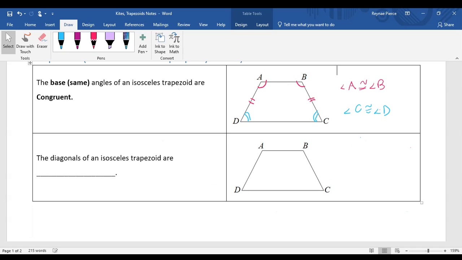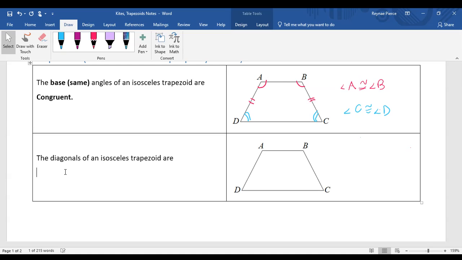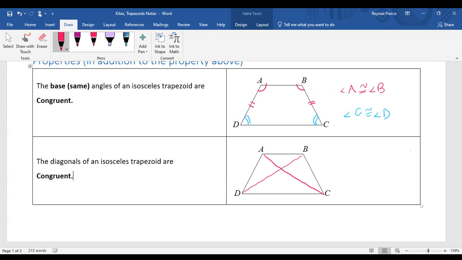And last but not least, the diagonals of an isosceles trapezoid are congruent as well. So if I draw these diagonals in, connecting B and D, those two segments are congruent. In class tomorrow, we will go over some examples using these properties, and then we'll have a practice page.